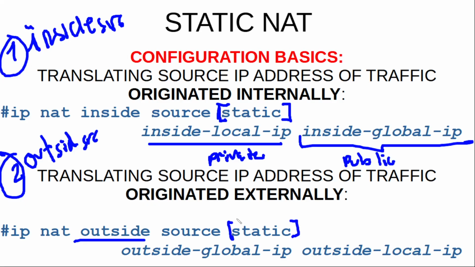Notice that the order of the global and local is changed. For your option number 1 with using inside source NAT, you will first have to provide the inside local and then the inside global. And for outside source NATs, you will first have to provide the inside global and then your outside local.